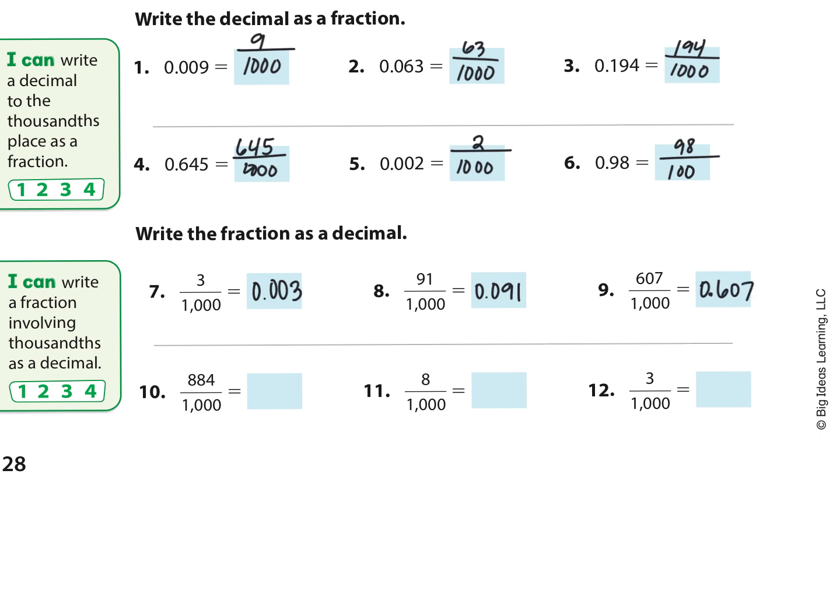Claire, what would number 9 be? 0.607. Okay, let's go back and read each one of those. Number 7, how do you say that, everybody? 0.003. How do you read it? 3 thousandths. Everybody say it. 3 thousandths. How do you read number 8? 91 thousandths. Everybody say it. 91 thousandths. What about number 9? 607 thousandths. Very good. Okay, number 10, 11, and 12, try those on your own, and then we'll check them.